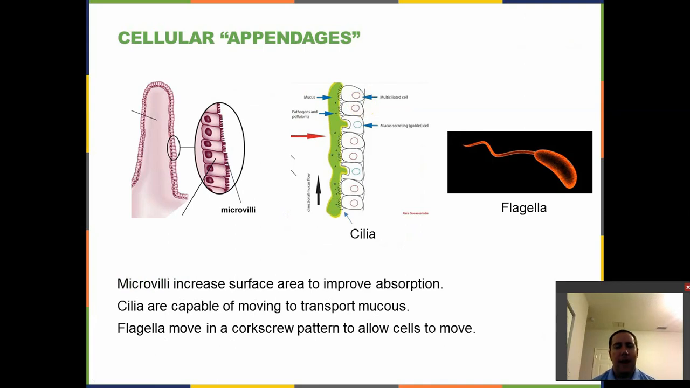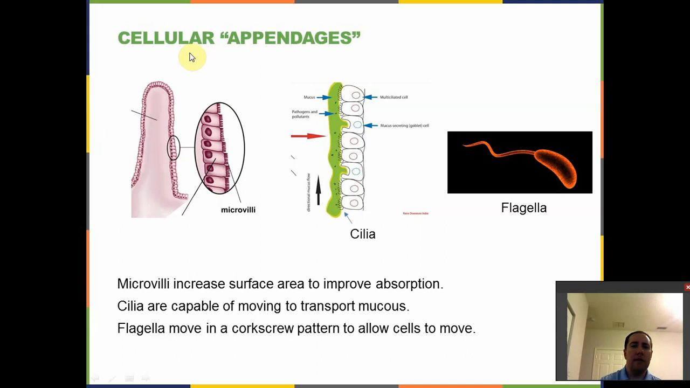Now we can start looking at what we call appendages. So these are not actual appendages like arms and legs, but they look like it, so we call them that. And we have three main types. We have microvilli, cilia, and flagella. Structurally, they are very different from each other, and functionally, they have very different purposes from each other. They do not at all do the same thing, even if they might look similar.